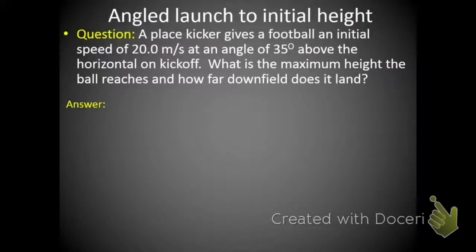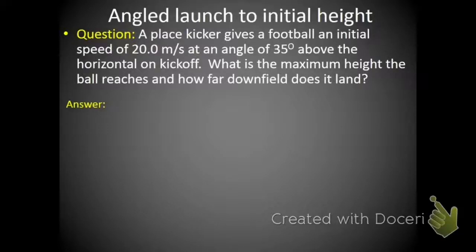So now let's look at a sample problem of an angled launch. In this case, we have a place kicker giving a football an initial speed of 20 meters per second at an angle of 35 degrees above the horizontal. What's the maximum height the ball reaches and how far downfield does it land?